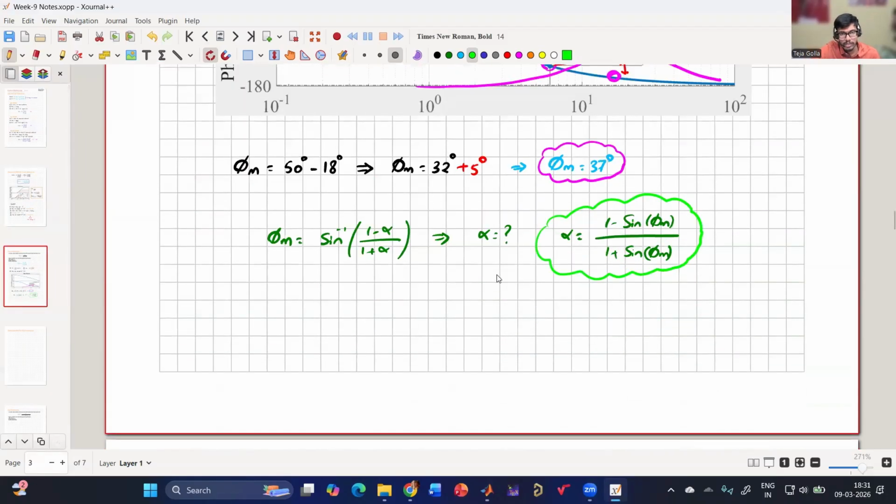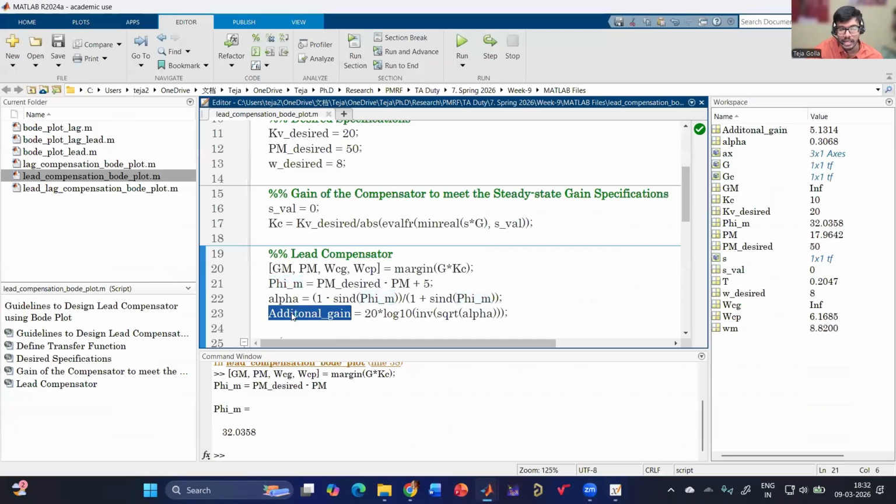Okay. So how much additional gain are we going to get? Mod G of j omega, at omega equals omega m, is 20 log 1 by root alpha. And we have already calculated alpha from our phi m. Phi m is given, so I can calculate alpha. Once I have calculated alpha, I can get this additional gain the compensator is providing. So I have written the MATLAB code for that. The additional gain that the compensator is providing is 20 log of the inverse of the square root of alpha, so it is 20 log 1 by root alpha.